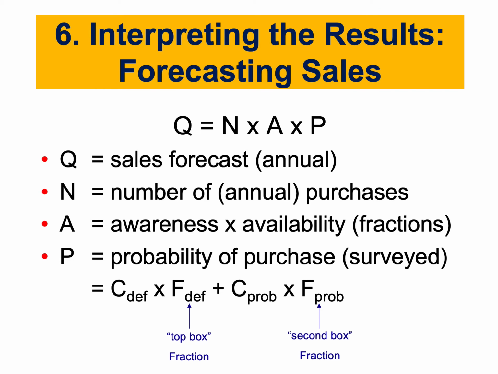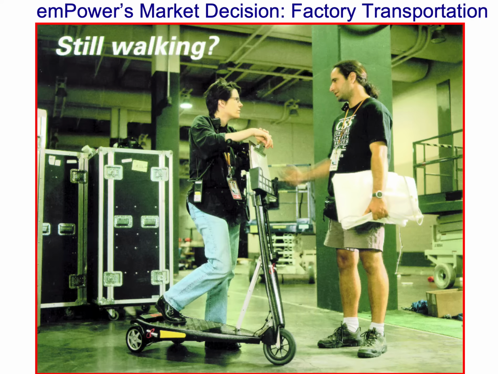Q is the number of sales made annually. That's a forecast, which means we expect to sell this number of products. N is the number of annual purchases, A is the awareness multiplied by availability, and that's a fraction, and P is the probability of purchase. Then we're going to go through how we calculate our forecast using this formula. We're going to use a simple example. In the next video, we're going to use another example as well to clarify the idea.